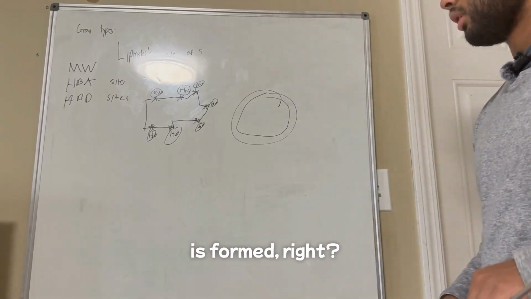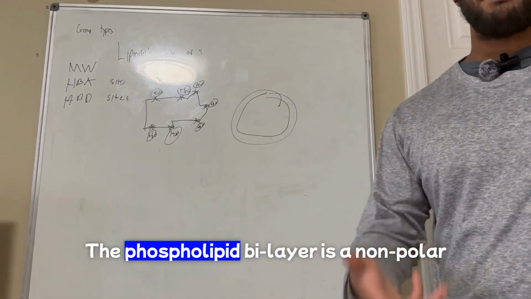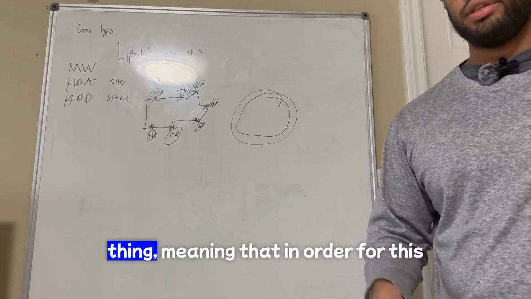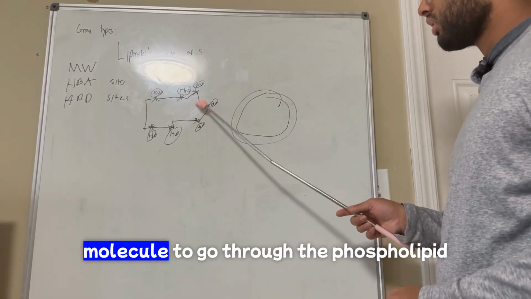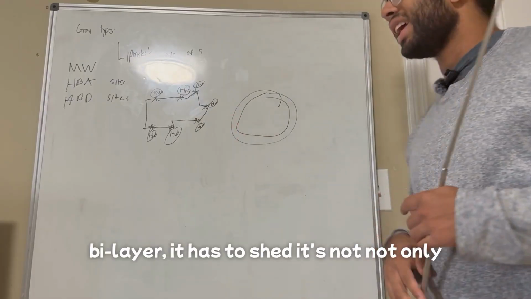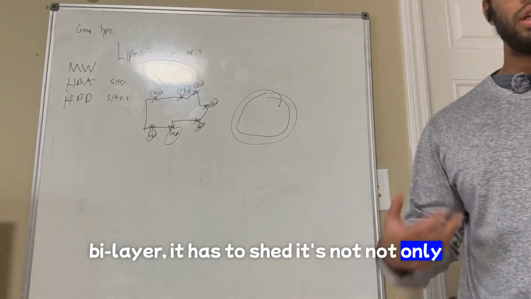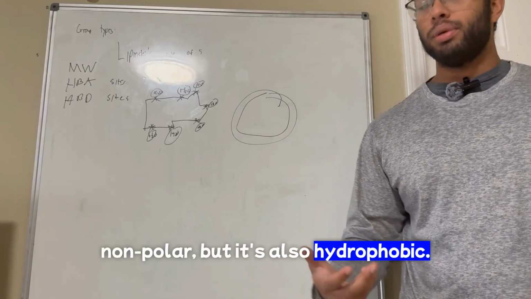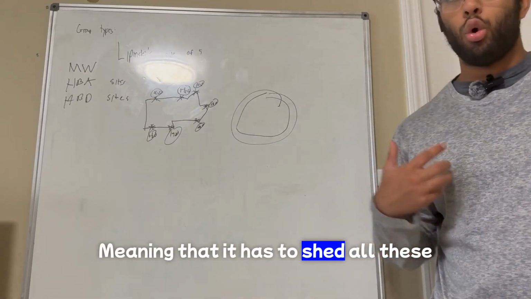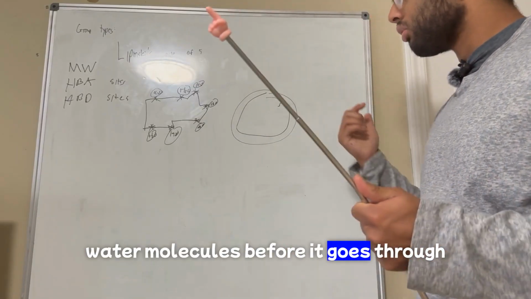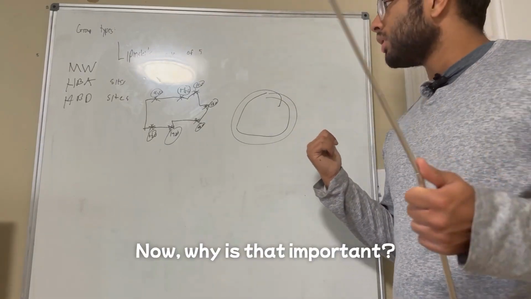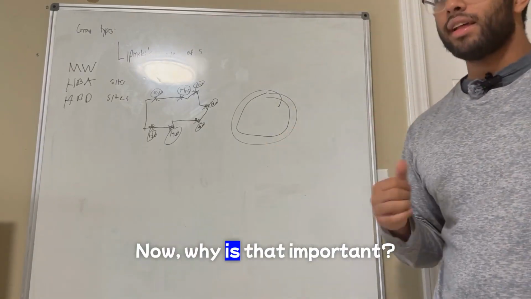Where water is formed, right? The phospholipid bilayer is a nonpolar thing, meaning that in order for this molecule to go through the phospholipid bilayer, it has to shed. It's not only nonpolar, but it's also hydrophobic, meaning that it has to shed all these water molecules before it goes through the cell membrane. Okay? Now, why is that important?